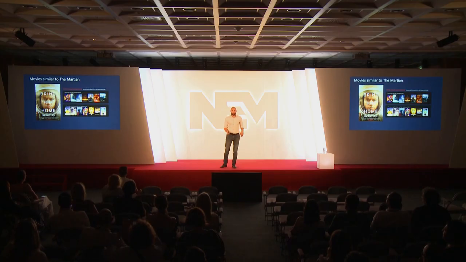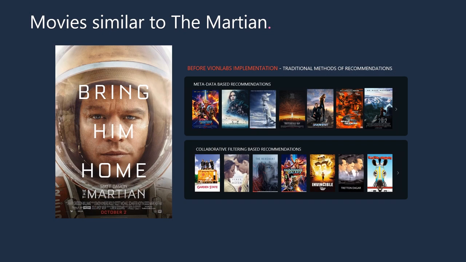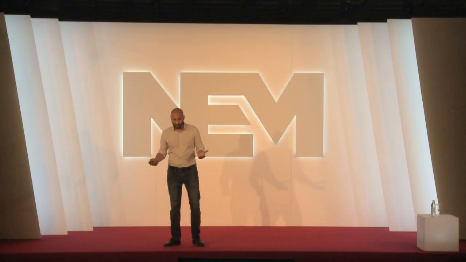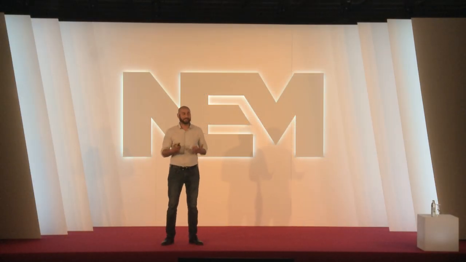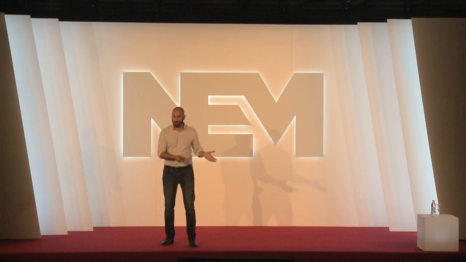Now, to utilize this to make the user experience better, we're going to start off by showing just a little bit of something that I hope most of you recognize, the typical field where you have something that is similar to something. So you click a movie like the movie Martian, and you want to see other similar movies like that. The typical way to do it is collaborative filtering. For those of you who don't know what collaborative filtering is, it's a typical way of what Amazon did. People who bought this also bought this.